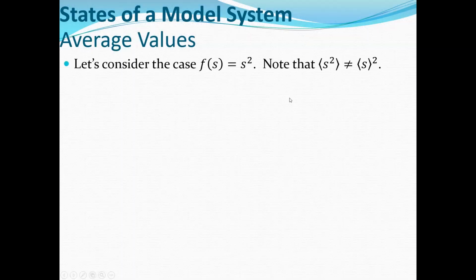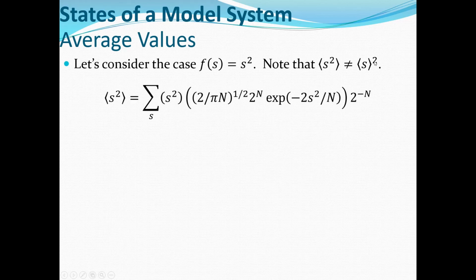All right. One thing that is definitely good to note is that if we consider a function being equal to s squared, you want to make sure that you know that the average value of s squared is not the same as the square of the average value. They're two different things. If you take an average and then you square it, it's different than if you square all your numbers and then you average it. If you don't believe me, you could try it yourself and see how that works.